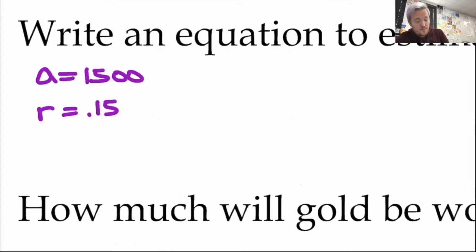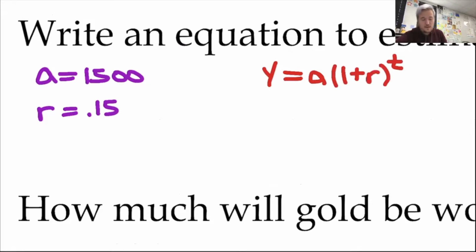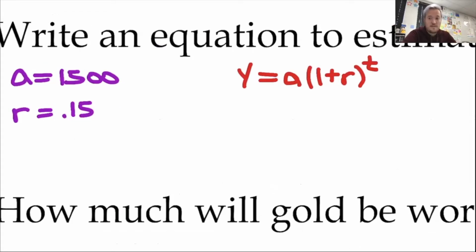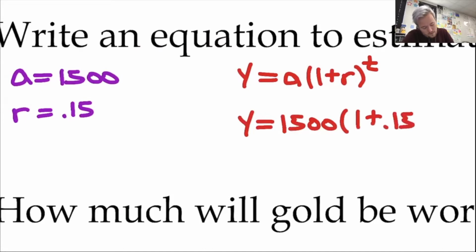And using this information, I actually want to write the equation. So I want to use the growth model. Let's start with the growth model. So y equals a parentheses, 1 plus r raised to the t. I'm just starting off by writing the equation. So that means I'm going to plug in for both a and r. So I'm going to have y equals 1,500, 1 plus 0.15, and that's going to be raised to the t.